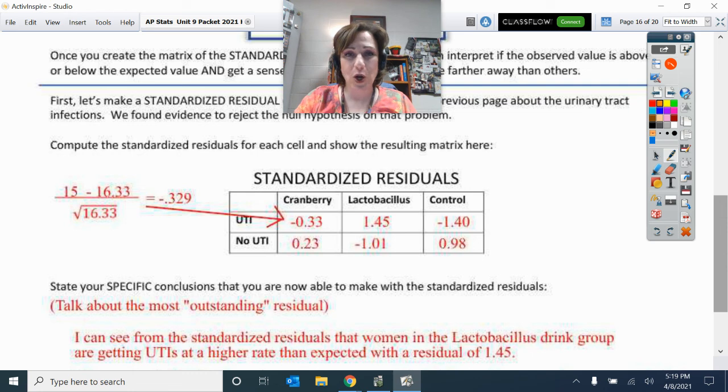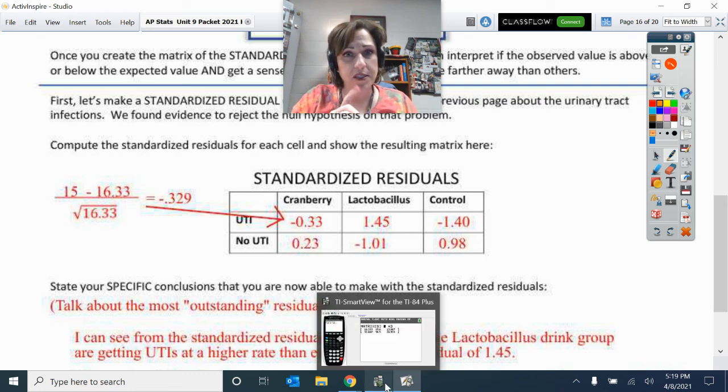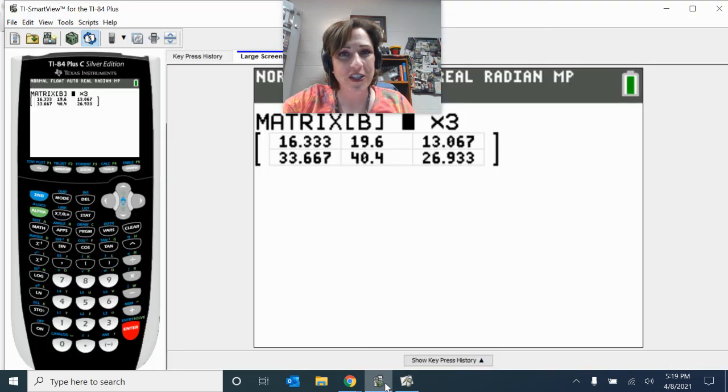So there we go, chi-squared test for homogeneity. Then you will complete, I think, one free response, which is that 2016 AP free response question, and then some multiple choice questions related to this. All right, so good luck to you on that.